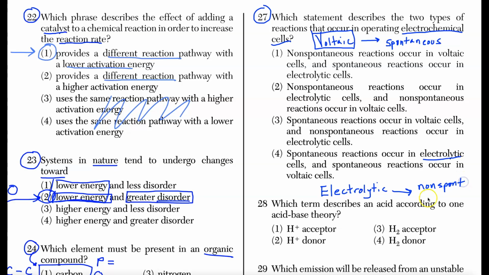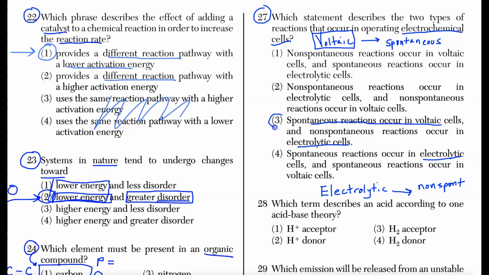Another example of that, I think a great example, is photosynthesis. You need light to drive the reactions in photosynthesis. Once there is no light, there is no photosynthesis. So it only works when there's an input of energy. So that being said, spontaneous reactions occur in voltaic cells, and non-spontaneous reactions occur in electrolytic cells.